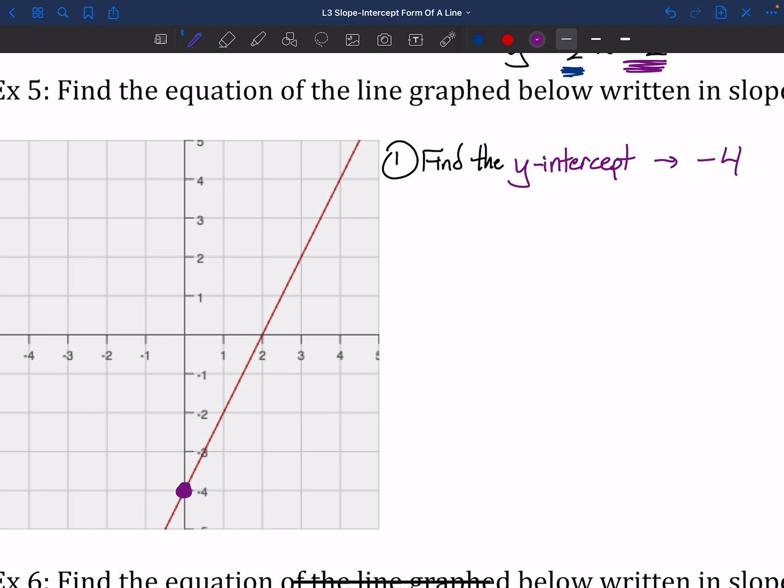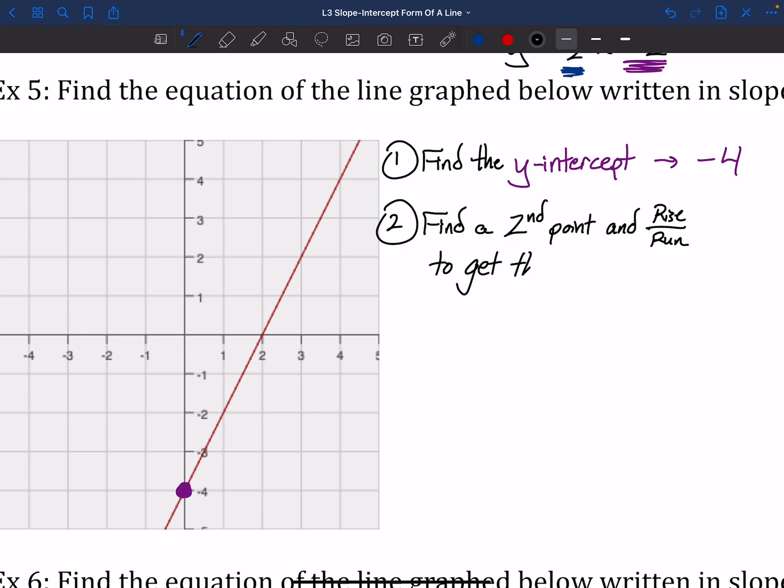So it's something we already got. After that, we're going to find a second point and use rise over run to get the slope.